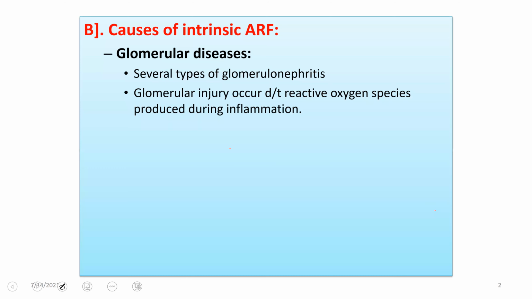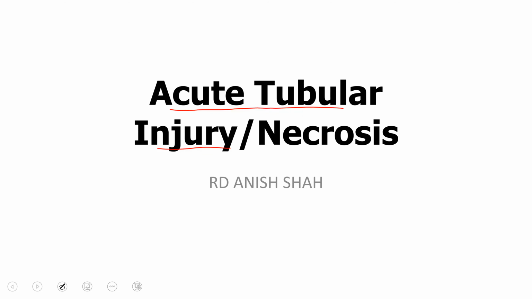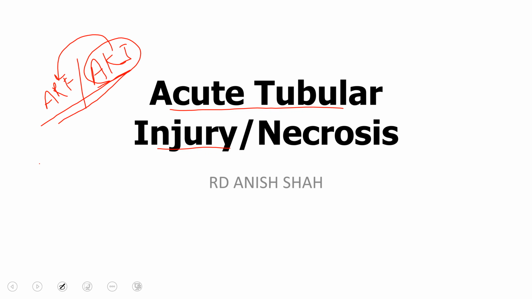So basically, in the last video, I talked with you about the causes of acute renal failure. And acute renal failure nowadays is also called acute kidney injury, because acute kidney injury is the most common cause of acute renal failure itself. And in that video, I said that there can be pre-renal causes, post-renal causes, and even intrinsic causes, which can also lead to acute renal failure.